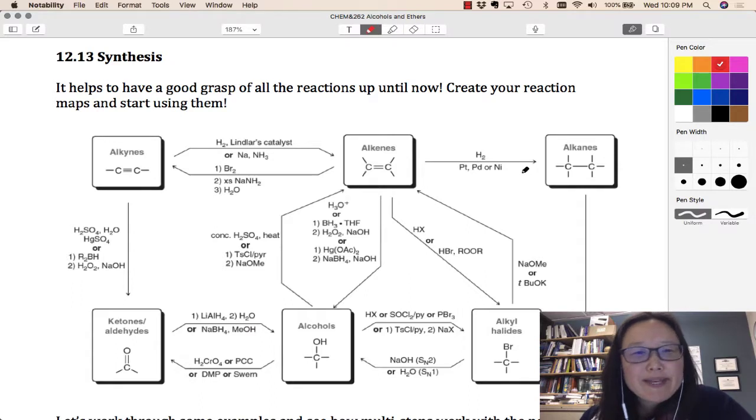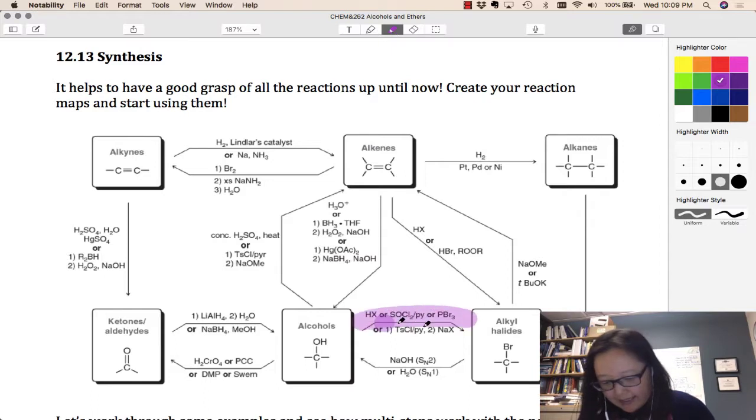All right, guys, so we've made it to the last section of alcohols, which is on synthesis. So work through this reaction map in your book, and it's got all the reactions we've learned so far, plus your alcohol reactions down here. It's a good idea to review. How do these work over here?